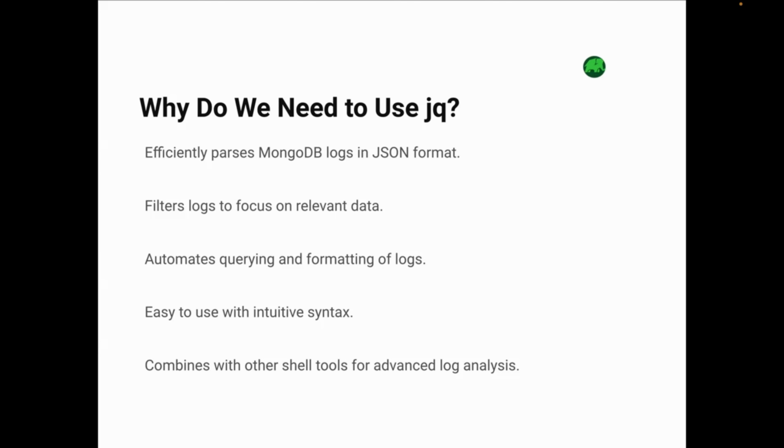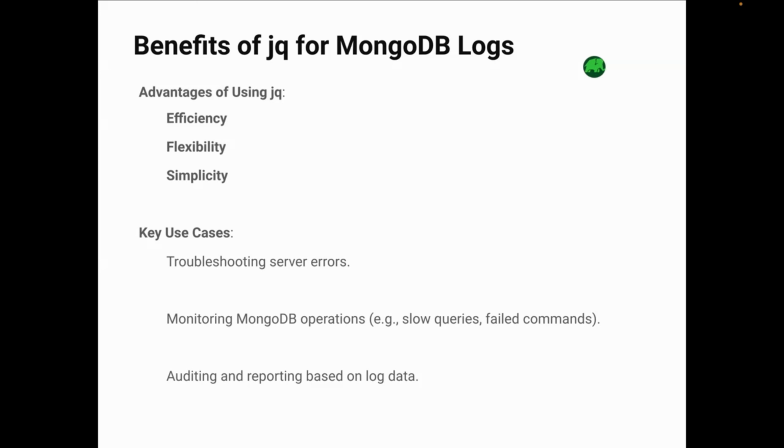Instead of skimming hundreds or thousands of log entries, JQ helps automate querying and formatting, making it easier to zero in on what is important. It is intuitive to use and pairs well with other shell tools for even more advanced log analysis. The key benefits of using JQ for MongoDB logs are efficiency, flexibility, and simplicity. It allows us to analyze logs more effectively, troubleshoot issues, and generate reports, all without the need for complex setups.